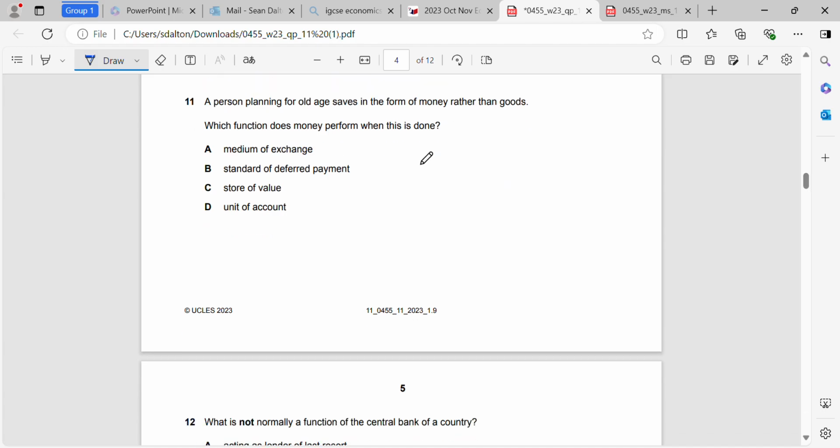Okay, a person planning for old age saves in the form of money rather than goods. What function does money perform when this is done? Okay, so this is very simple. We're not going to spend too long on this. If you know your functions of money, you just need to review them. This would be the store of value, because they're saving money, which is the store of value. That's the function that money provides. Unit of account, standard of deferred payment, and medium of exchange are other functions, but they're not relevant to this question, so please review over those.